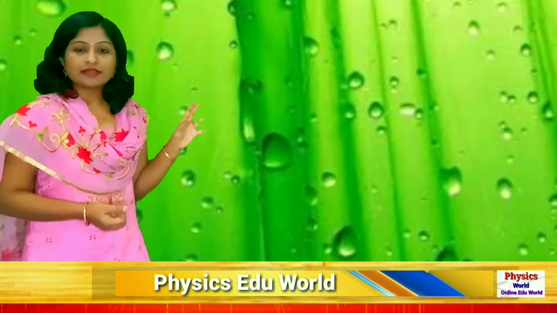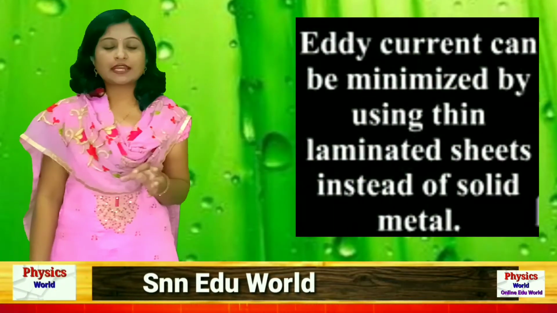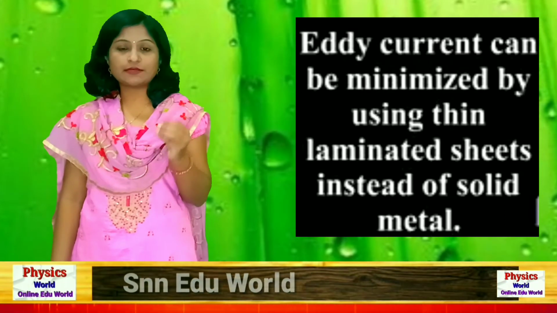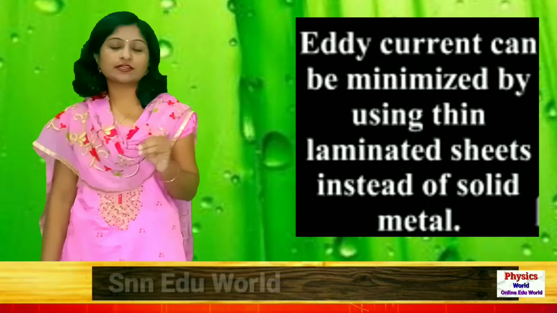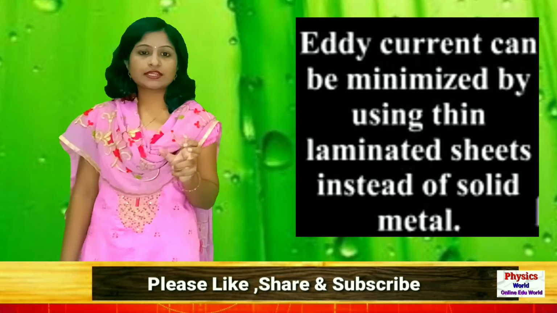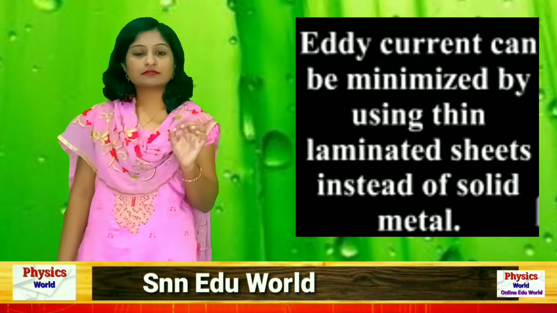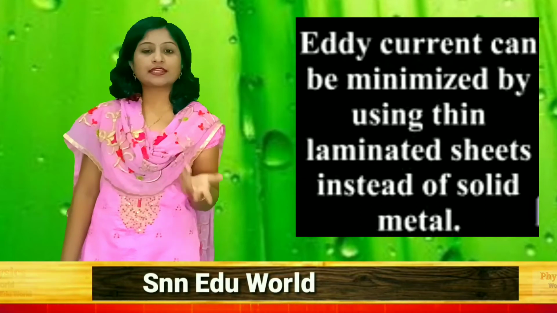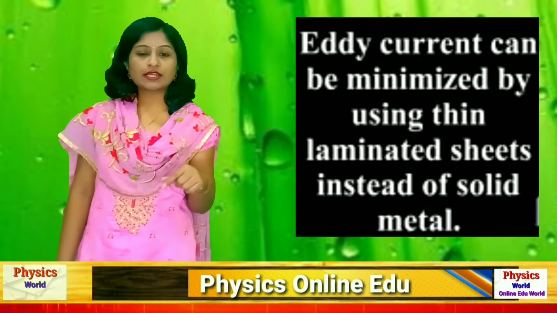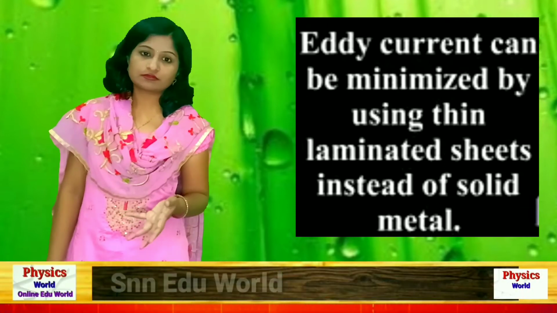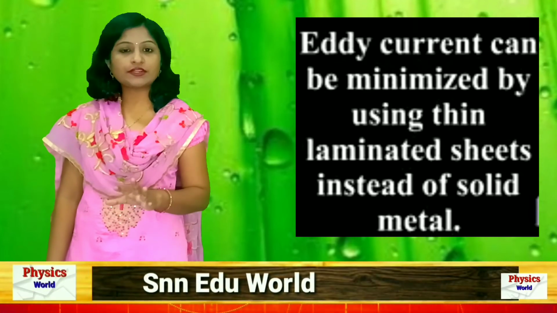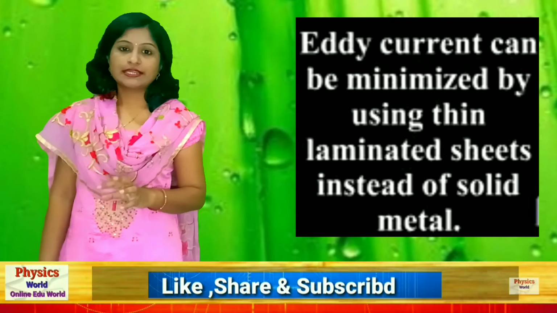Now, how to minimize this eddy current? Eddy current can be minimized by using thin or laminated sheets of the conductor instead of metal blocks. Instead of using metal blocks, what to do? Use thin conducting sheets that are laminated, then eddy currents can be minimized. So the current that will form does not develop in the form of eddies. So it is not eddy current. Current will develop but it is not in the format of the eddy current.